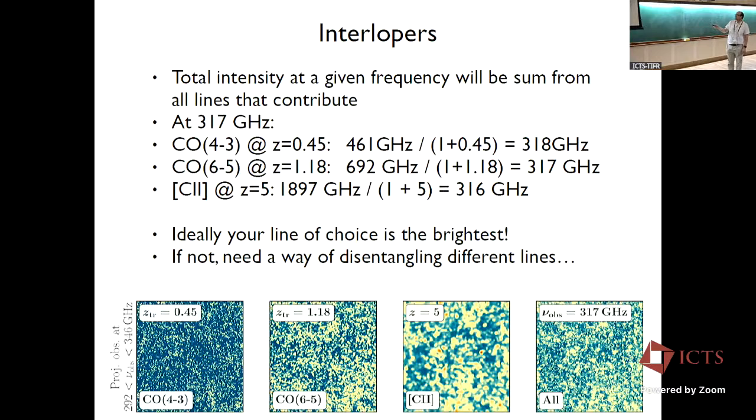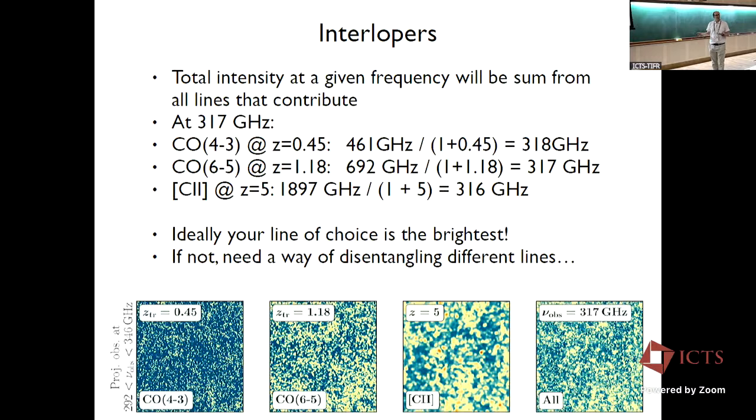That falls around there. We could have carbon 6 to 5 from galaxies at redshift 1.2. Same thing, carbon 2 at redshift 5. That also falls around the same place. So these are just examples of 3 different maps with different structures in 3 different lines. And if we observe a frequency of 317, we'll see the sum of all of these. Okay, so that's going to be a bit of a problem.